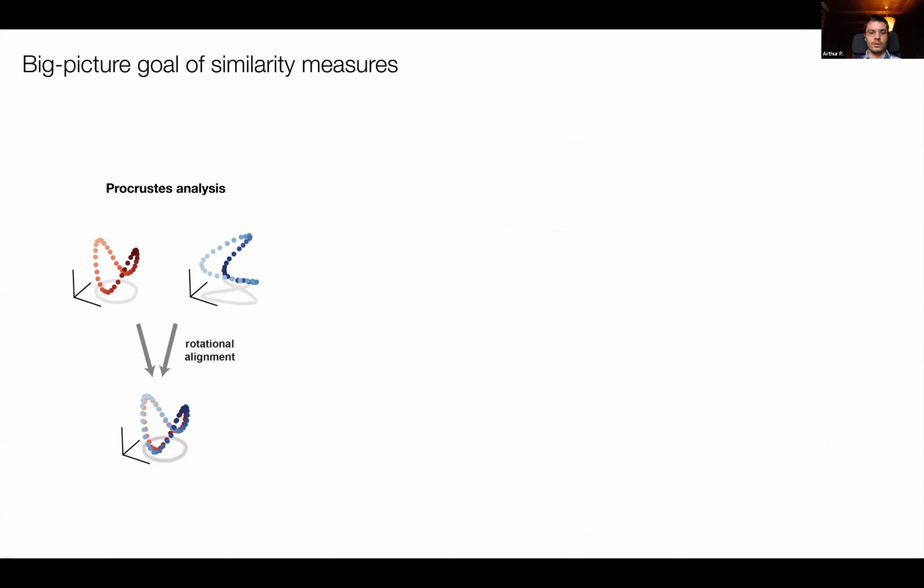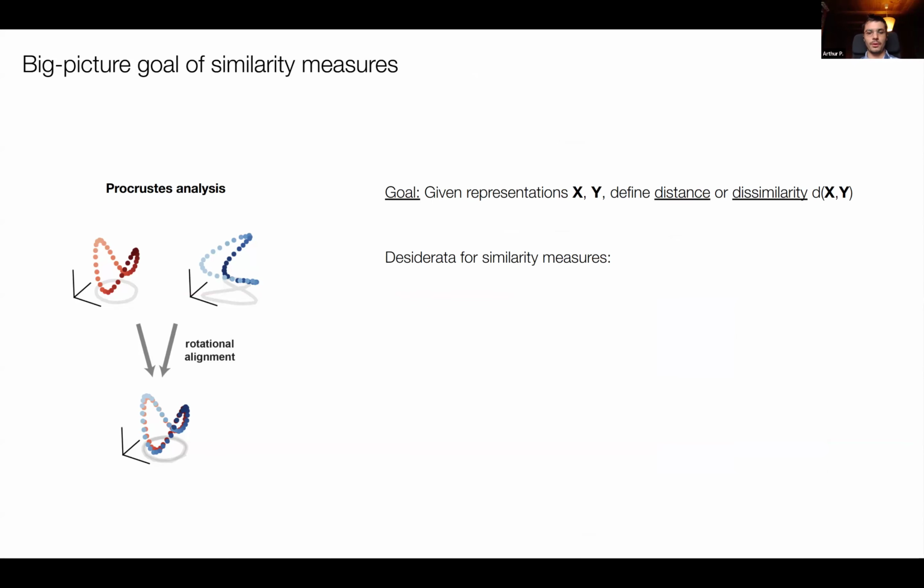But the big picture goal of these similarity or distance measures is as follows. We have two representations, here defined in terms of matrices and later defined in terms of functions, and we want to define a distance or dissimilarity between them. There are several properties that we want our similarity measure to have. For example, we want it to be symmetric and a proper distance, so that the distance between x and y is the same as the distance between y and x.